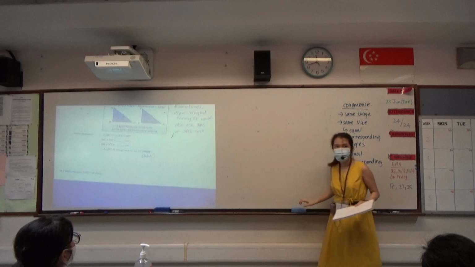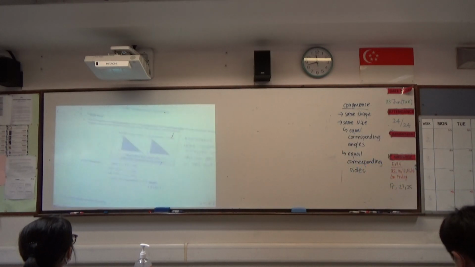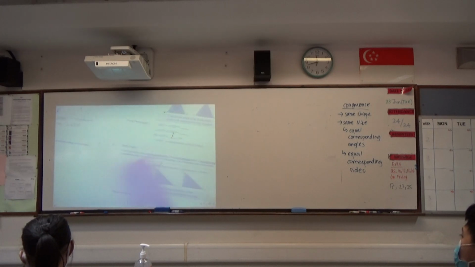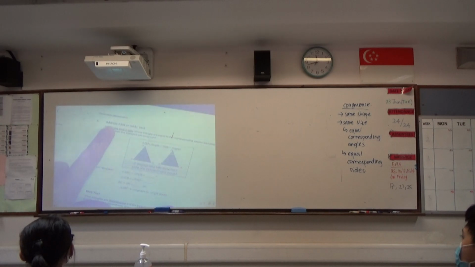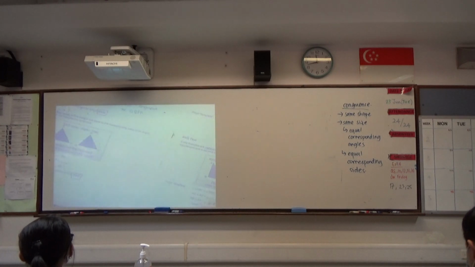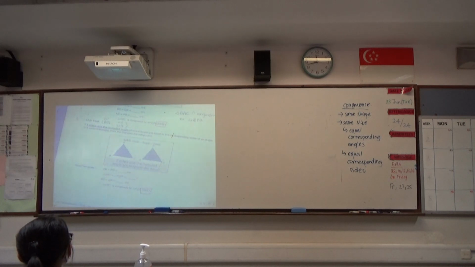Shouldn't the first one be ASA? This one, AAS also can. I don't need it to be ASA. SAA, this one it doesn't matter. The SAS one must have the A in between, because the A is an included angle for the two sides.